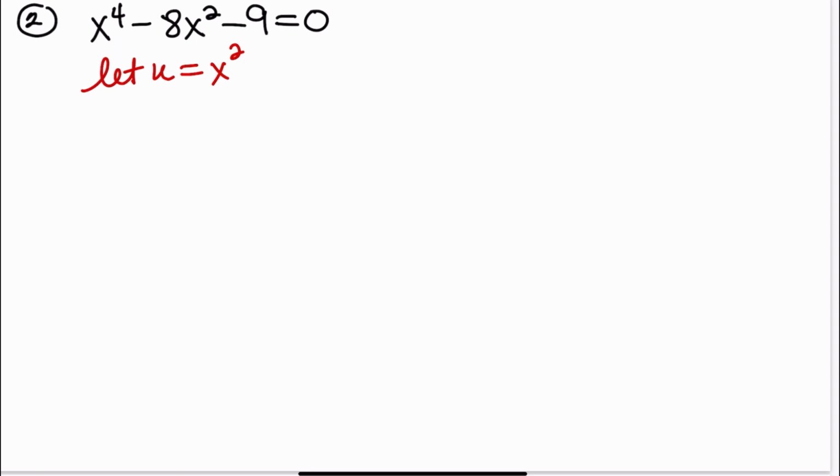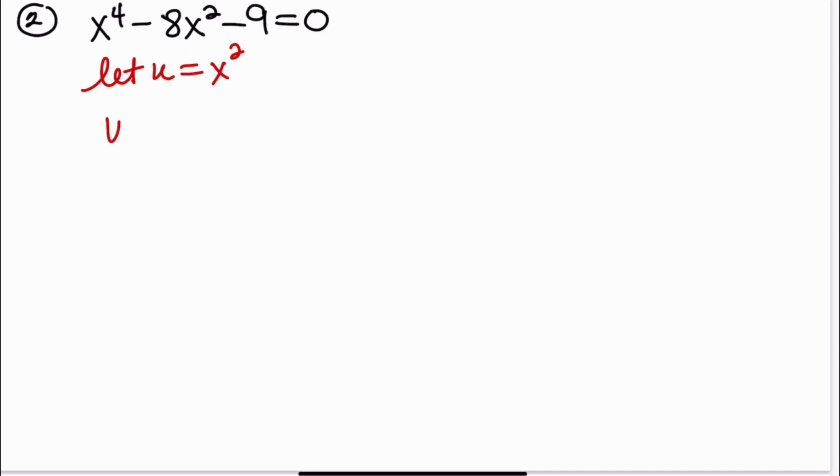And you might be thinking, why u? Yes, u is used a lot in mathematics for substitution all the way up to calculus. If you eventually take calculus, you will see that it is very common to let u be something that we're going to substitute to make our problem easier. So after deciding that u is going to equal x squared, we're going to substitute.